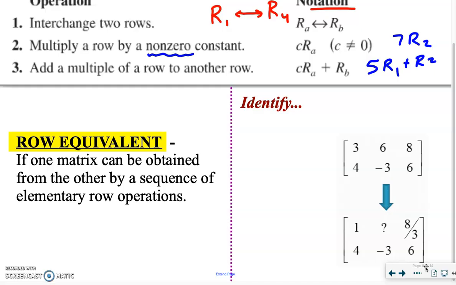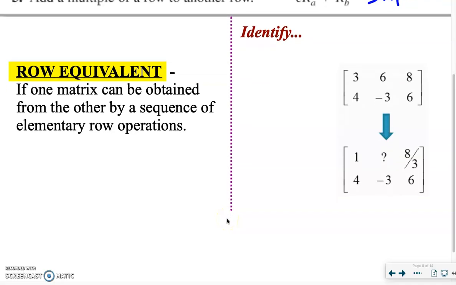Okay? We call them row equivalent to each other, so long as we did row operations in order to get them. All right, so again, if one matrix can be obtained from the other by a sequence of elementary row operations, they are said to be row equivalent. All right, so once again, this is something that just could show up in the directions. Matrix A is row equivalent to matrix D, or something like that. All right, so we're going to really feel like we're doing some baby steps here on this first one.